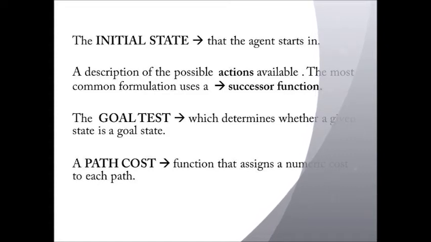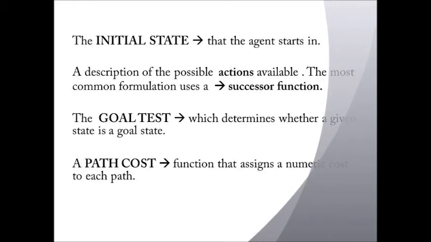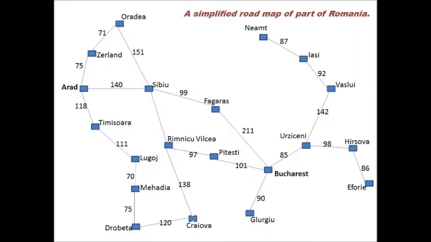The goal test determines whether a given state is a goal state. Sometimes there is an explicit set of possible goal states, and the test simply checks whether the given state is one of them. A path cost function assigns a numeric cost to each path. The problem-solving agent chooses a cost function that reflects its own performance measure. This is a simplified roadmap of part of Romania.